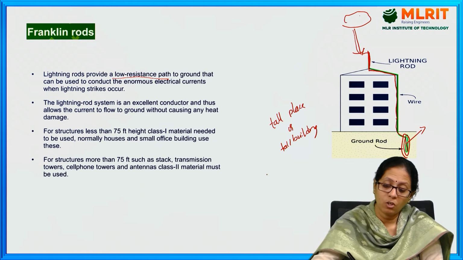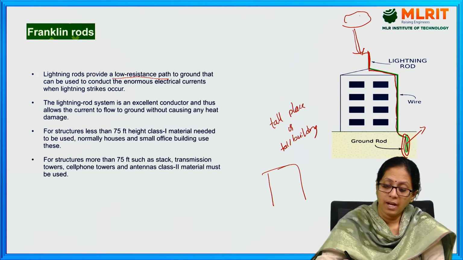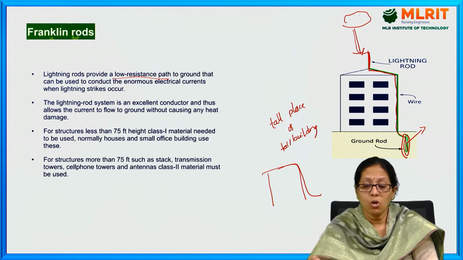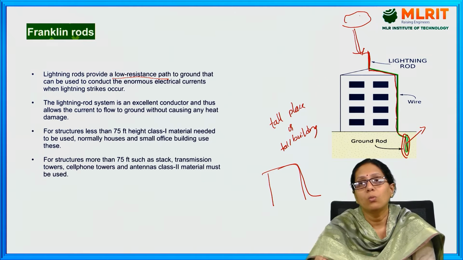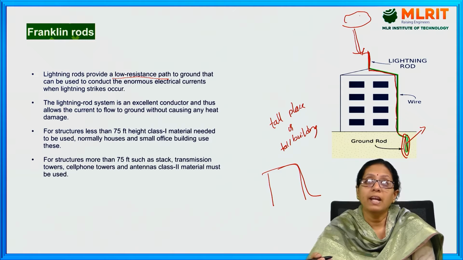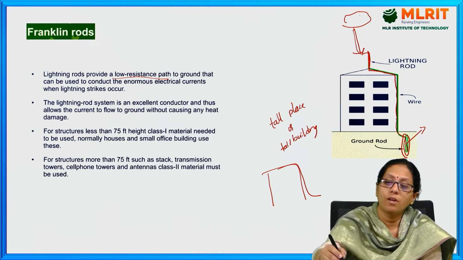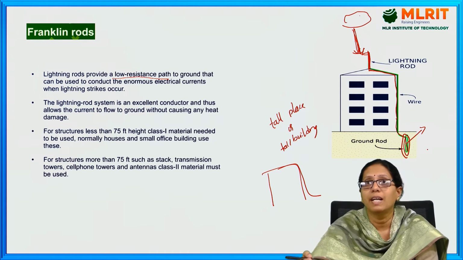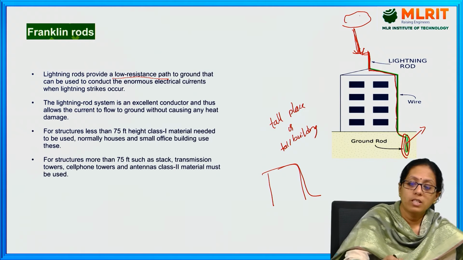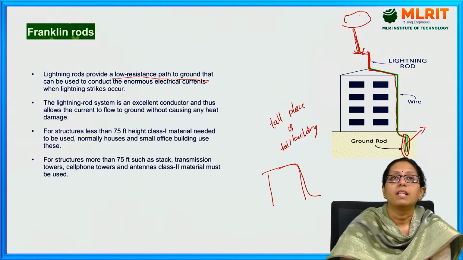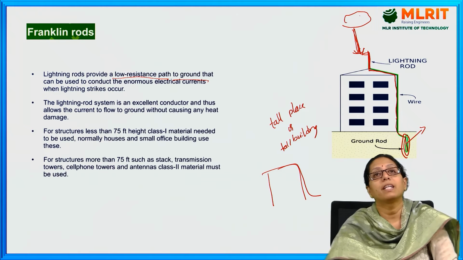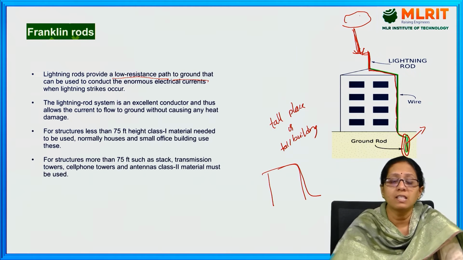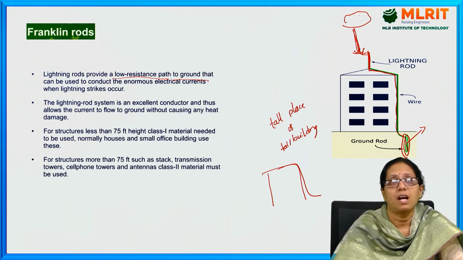That means if any building is there, they provide a low resistance path. As we all know, the current always prefers the low resistance path. So the current drawn from the cloud, from the lightning effect, will directly flow through this rod to the ground. So it is a low resistance path to the ground that can be used to conduct the enormous electrical currents when a lightning strike occurs.